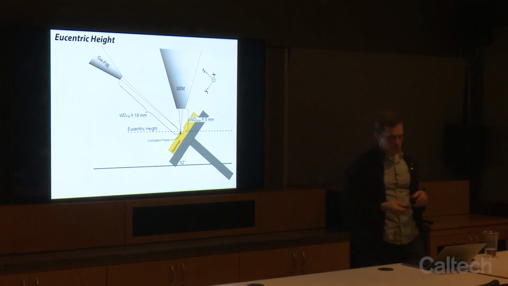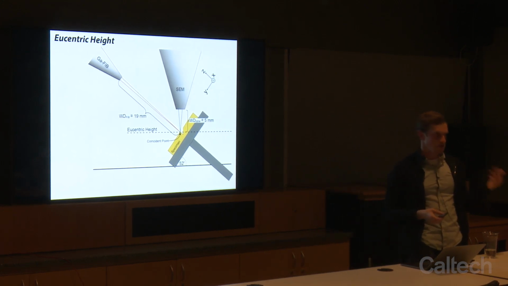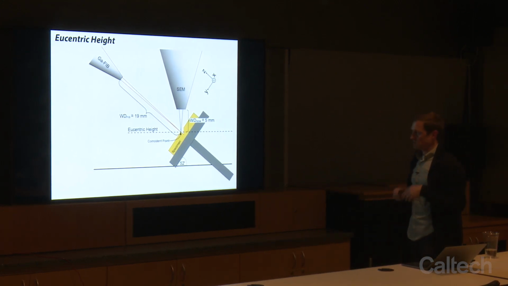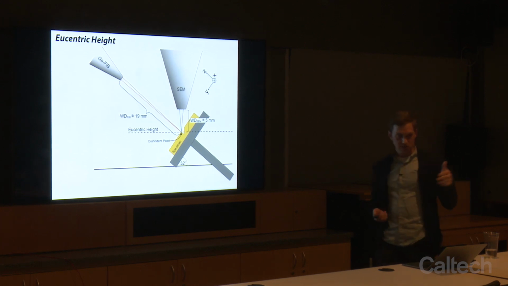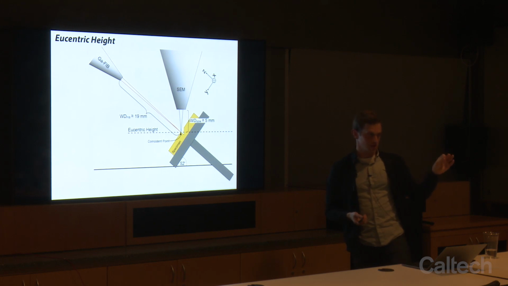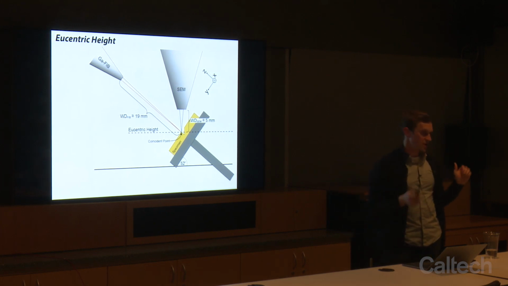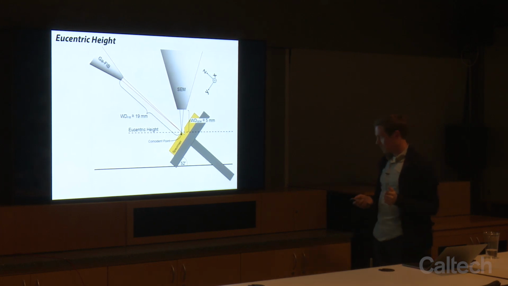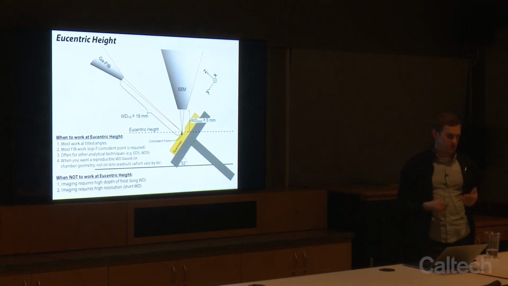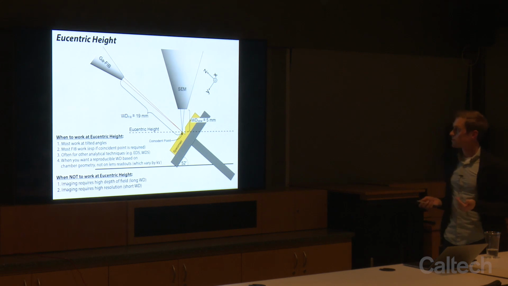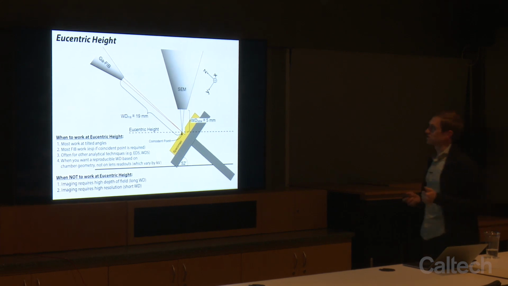So most of the time you want to do your work at eucentric height. It's a good way to have a geometrically reproducible spot in your chamber. So from week to week to week, your sample is always in the same place, and you can compare all of your images exactly to one another. And then we'll talk more about this as it relates to using gallium-focused ion beam in the next lecture.